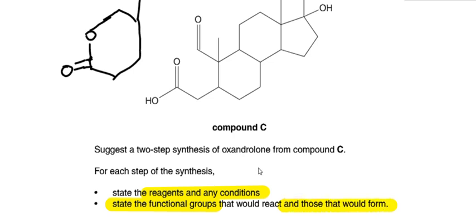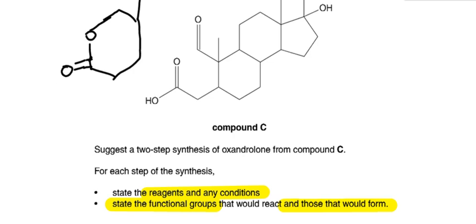So what it's not asking you to do is write an equation. At no point here do we need to write an equation. We need to state functional groups, which means we need to name them. And it's so important, this marking: they wanted to see the names of the functional groups, those that would react and those that would form, and it just wants reagents and conditions.